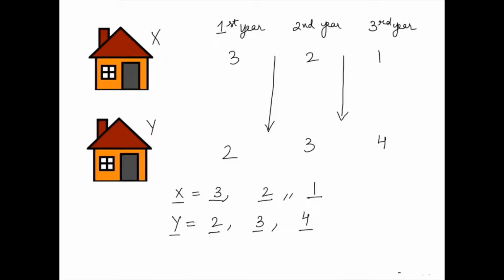So X and Y are known as variables because the value of X and Y can change. What about 3, 2, 1? These are some values which cannot change. 1 will always remain 1, 2 will always remain 2, 3 will always remain 3. So these kind of values are known as constants.